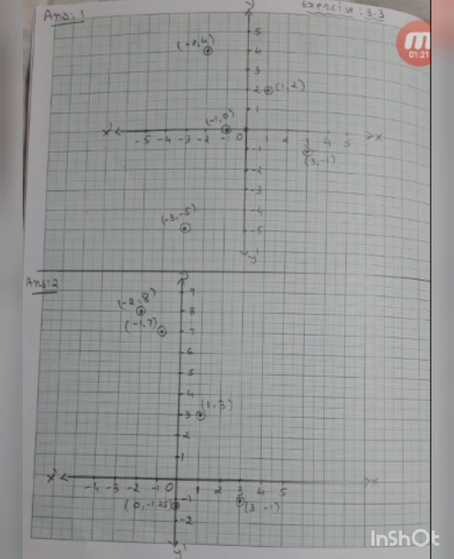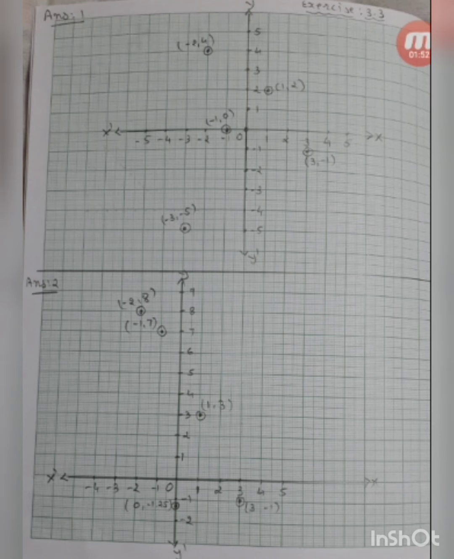Now the third one, you can see (0, -1.25). Here the point is a decimal. So you can see between 1 and 2, you divide it into 4 parts. In the first part, you can write 1.25. So I write it here, and the x coordinate is 0. So we can mark on the y-axis this point (0, -1.25).